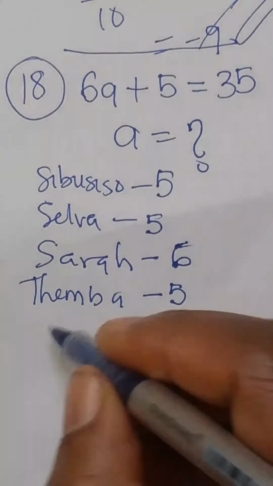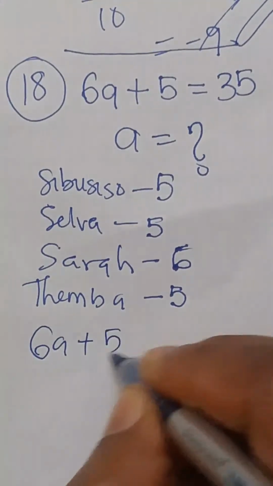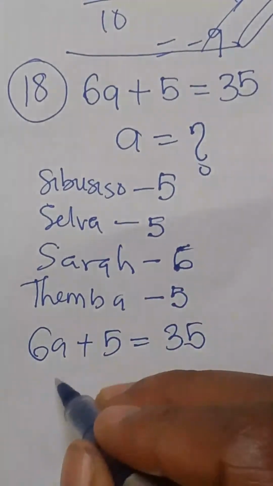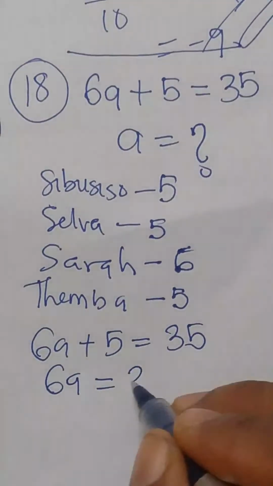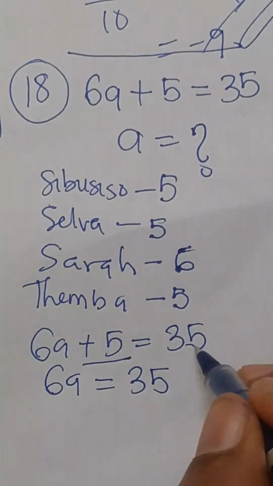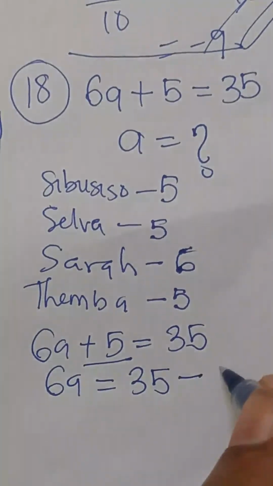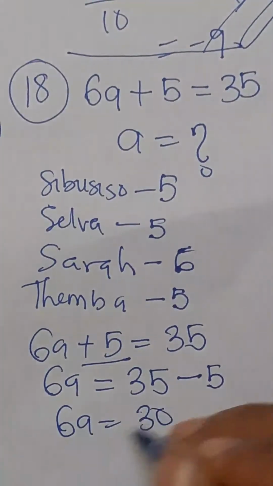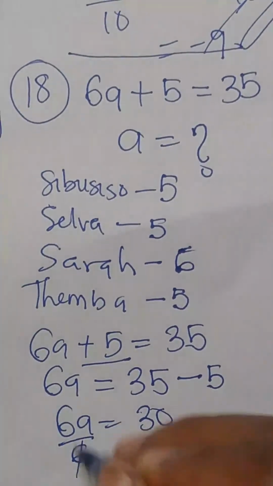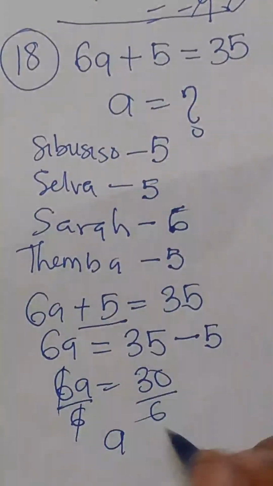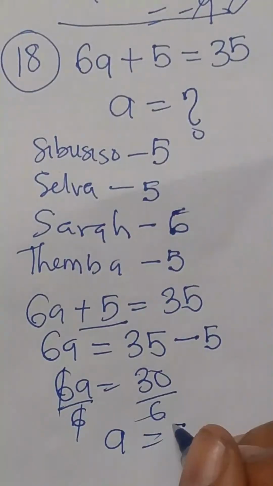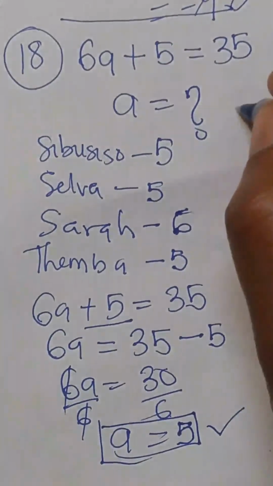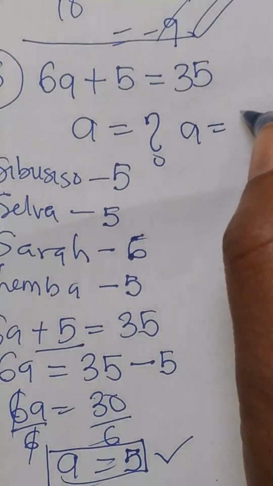Okay, then let me solve. We have 6a plus 5 is equal to 35. We collect like terms: let the variable go one side and the constant the other side. So we have 6a is equal to 35. Now, when this 5 crosses the equality sign, it becomes minus 5. So we have 6a is equal to 35 minus 5, which will give us 30. Divided by 6, divided by 6. 6 will cancel, we have a. 30 divided by 6 will give us 5. So the answer is a equal to 5.